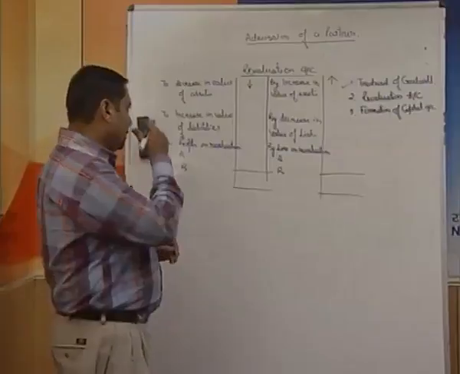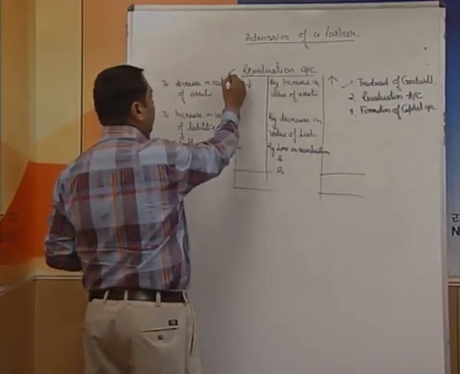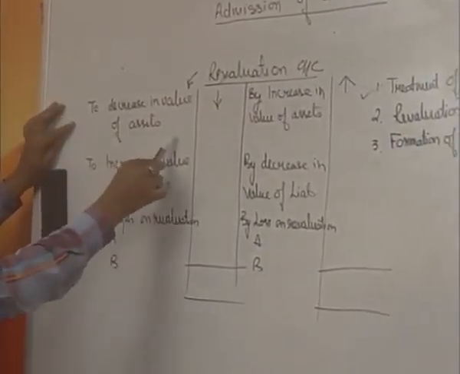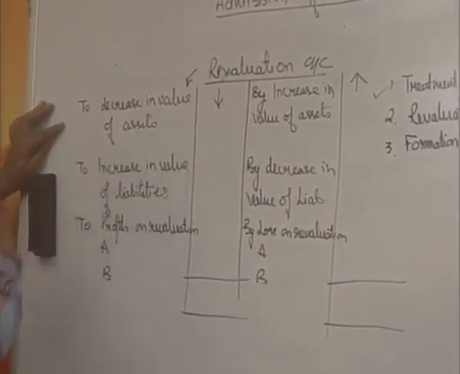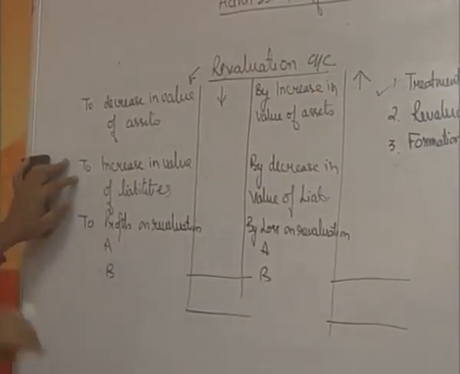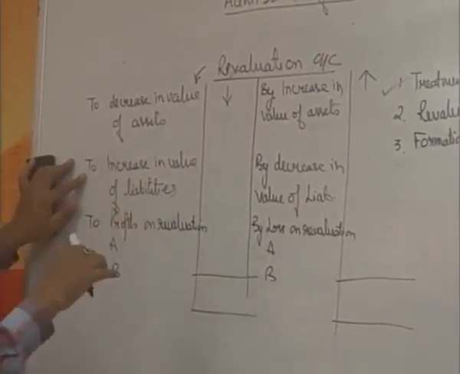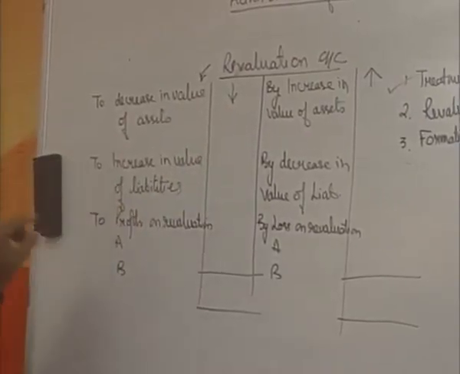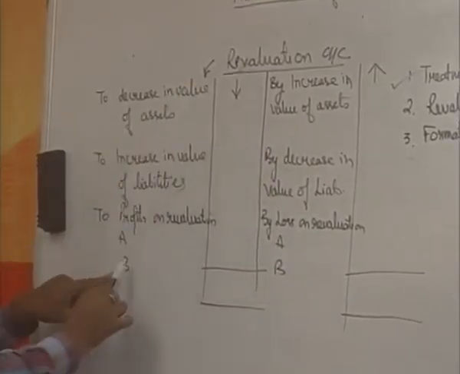See, it's very simple. Take this as your heading. Our heading is revaluation account, and your first entry is revaluation account debit to whatever be the name of the asset, to stock, to bad debts provision, to machinery, in case the value of asset decreases. Second entry, in case the value of liabilities increases, some creditors increase, revaluation account debit to creditors. Interest is going to be paid to a bank, revaluation account debit to interest on bank loan, and so on. In case of profit, revaluation account debit to A capital, to B capital.